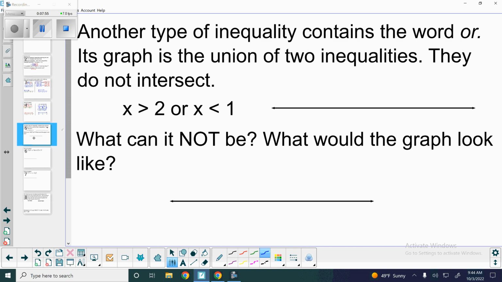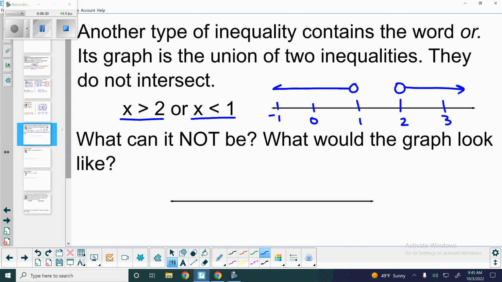Okay, so this is the graph of two inequalities that do not intersect, which basically sends them both in opposite directions forever. So for example, x is greater than 2 or x is less than 1. If I was going to put that on a graph, and here's 0, 1, like this. If x is greater than 2, that would be an open circle, and it'd be all the numbers greater than 2, going to the right. If I graphed x is less than 1, that would also be an open circle, but it would be all of these going to the left.